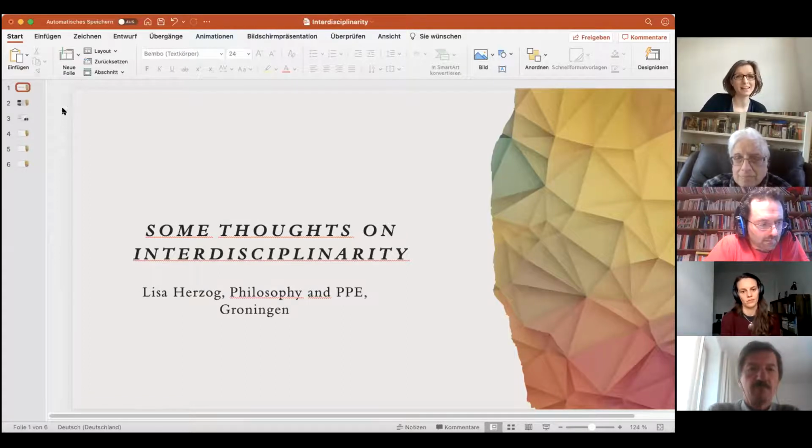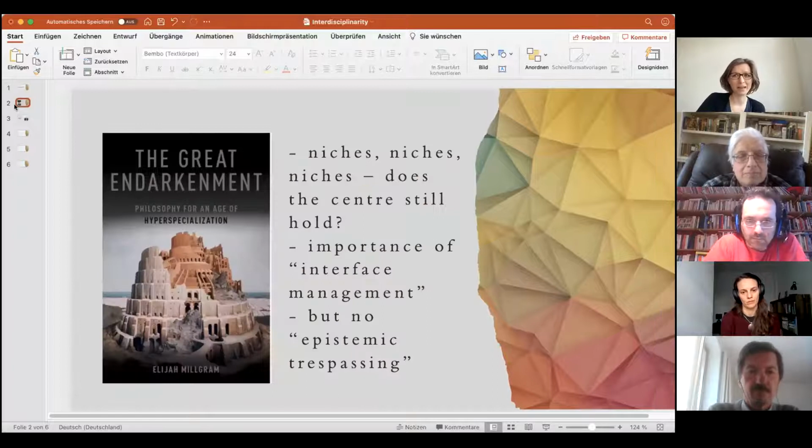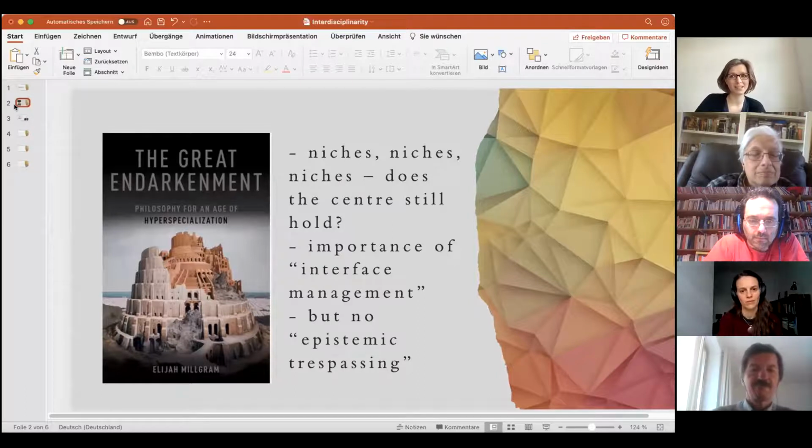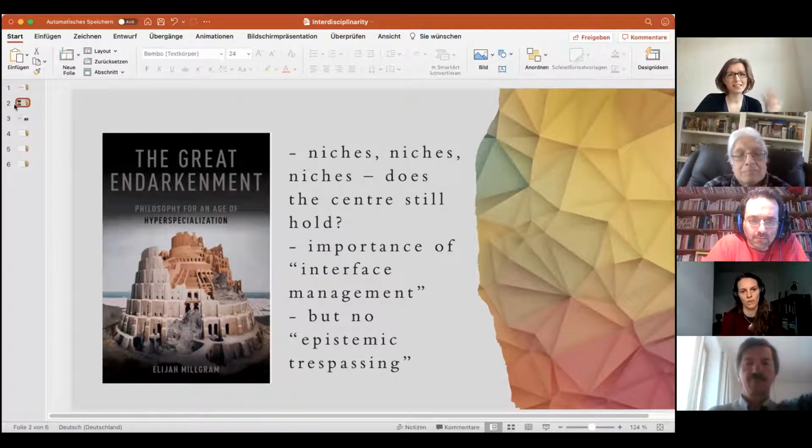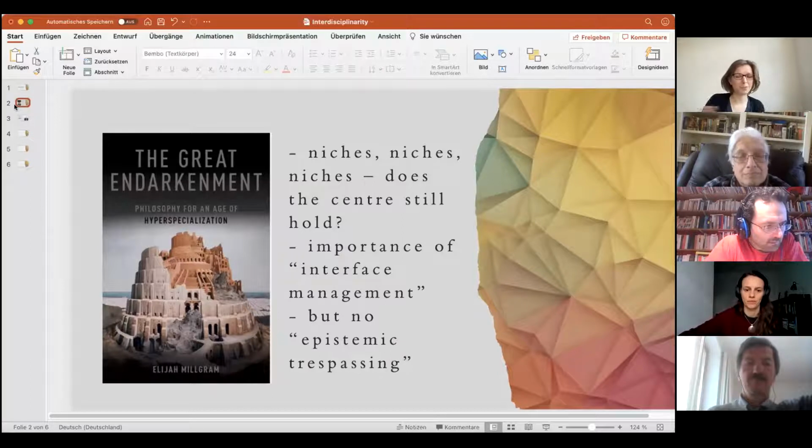So here is the bigger picture, and I recommend a book to you by a fellow philosopher, Elijah Milgram, which is called The Great Endarkenment. The subtitle is Philosophy for an Age of Hyperspecialization. And what he does there, among many things, is a very broad book. He draws a picture of our societies becoming more and more specialized.